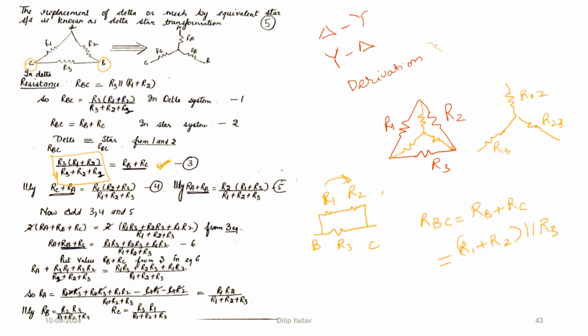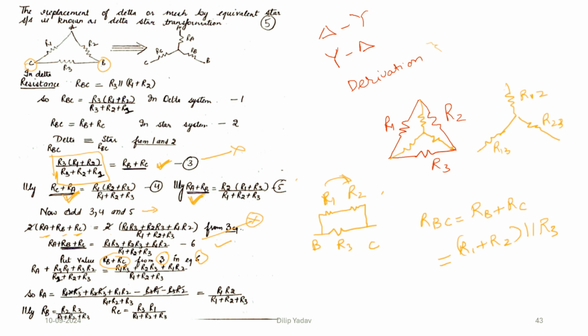Similarly, we can calculate it for RCA, and we can calculate it for RAB. Now, the third, fourth and fifth equation, what we are doing, we are adding them. So it will be twice of RA, RB and RC with the twice of this value from equation third. So RA plus RB plus RC is equal to what we have calculated in the sixth equation. Put the value of RB plus RC from equation third in sixth. When we put it, we can calculate the value for RA, which comes out to be R1 R2 upon R1 plus R2 plus R3.